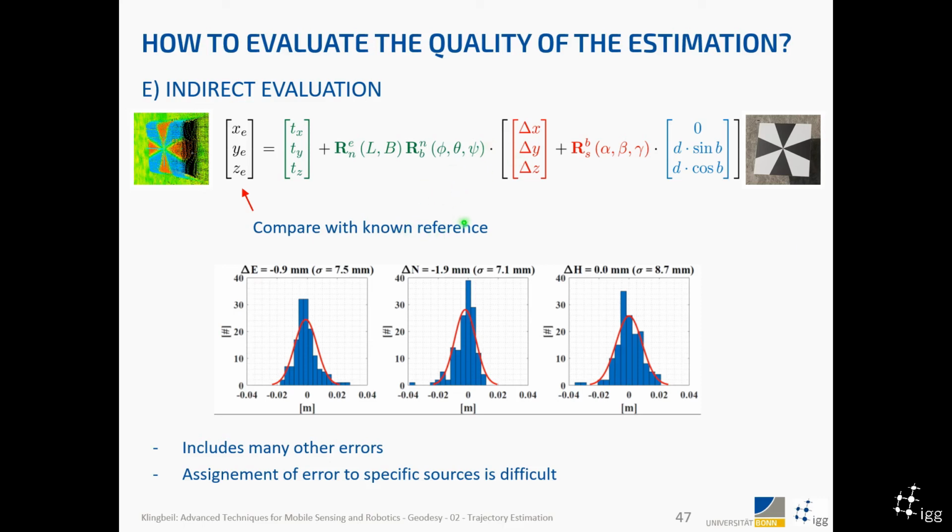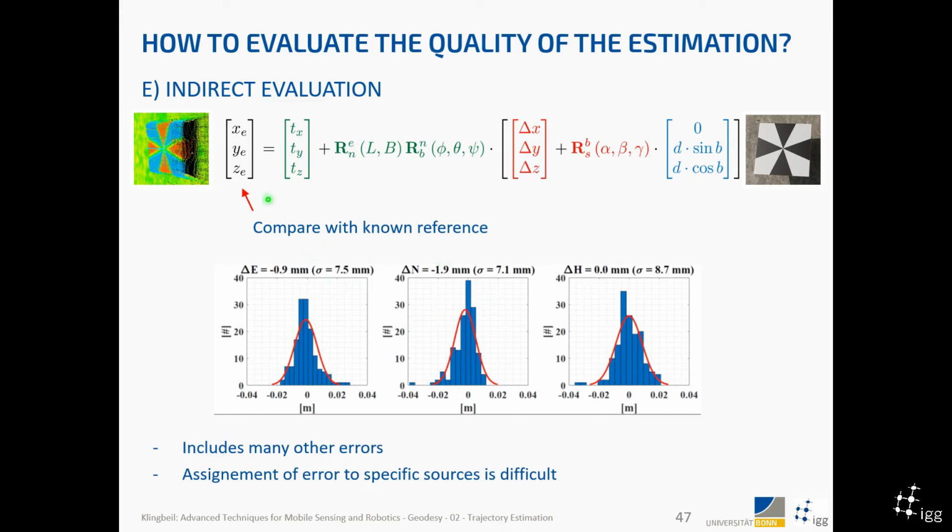This is a nice thing, and it feels like the best thing we can do, but you have to be aware that, of course, this includes the trajectory parameters. So the position of that target includes the trajectory parameters, but it also includes the measurement of the laser scan and the calibration. All scanner errors and all calibration errors will end up in the difference as well. So it's not just the trajectory which we are evaluating, we're evaluating basically the whole system in total.